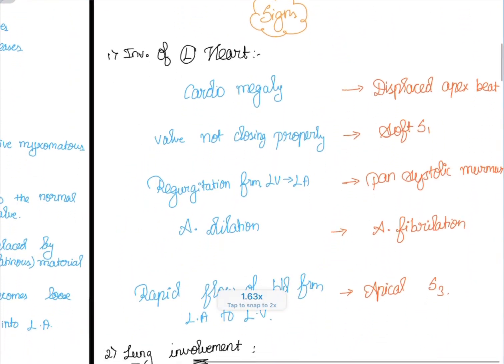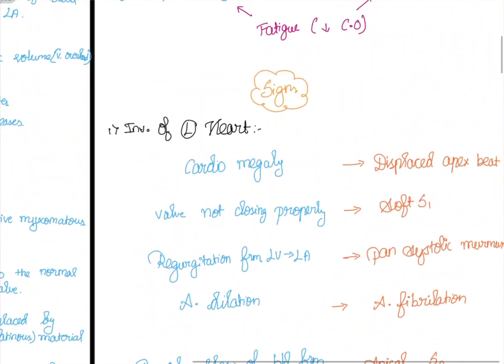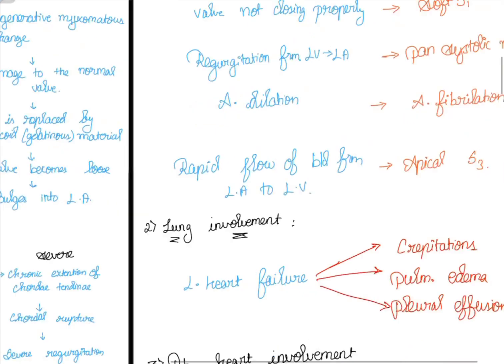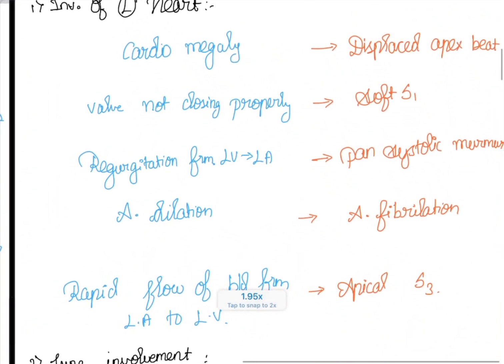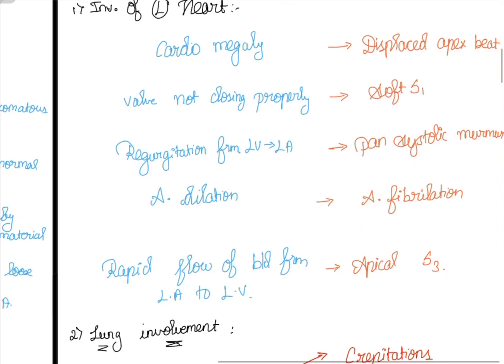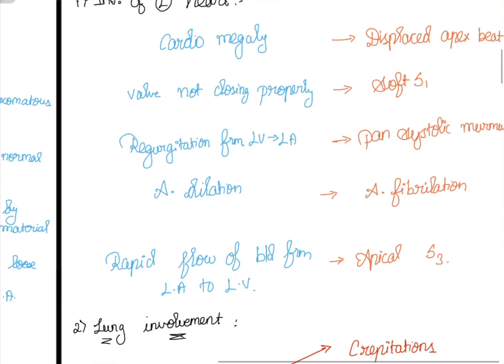For convenience, I divided these signs into three parts. The first one involves the left heart, the second one involves the lungs, and the third one involves the right heart. First we see the involvement of the left heart. To make it easy to remember, I have arranged these signs by progression of the disease. First, if there is cardiomegaly, there is a displaced apex beat, followed by this valve, the mitral valve.